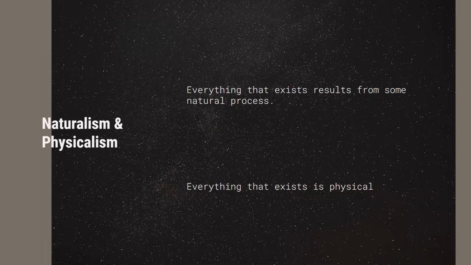These two views are often called naturalism and physicalism. Naturalism is a broader category of theory. Physicalism takes a specific view on the nature of objects. So naturalism says something like, everything that exists, everything that's out there, is in some way the result of a natural process. Whatever it turns out those natural processes are, everything's a form of natural process. And so it denies a kind of supernaturalism about the world.